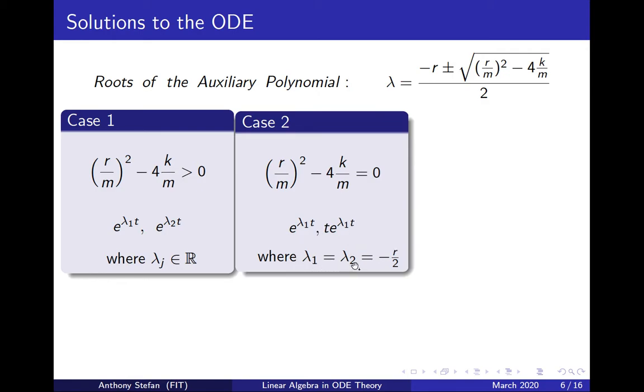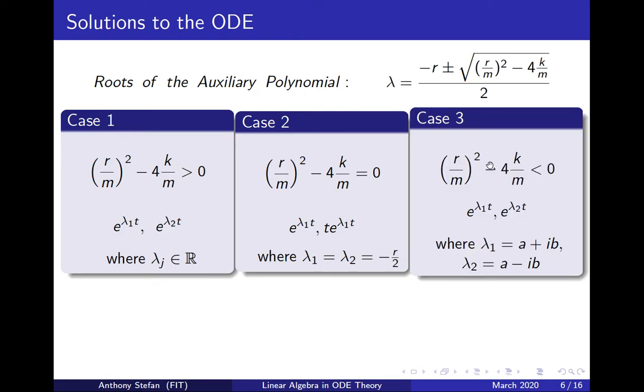Lambda 1 is going to be equal to lambda 2, because if this is 0, this goes away, and we're just going to have negative r over 2. So we'll actually get a repeated root. All right, and this is actually interesting, where the solution will be e^(lambda 1 t), t e^(lambda 1 t). And we'll look at the general form here in a second.